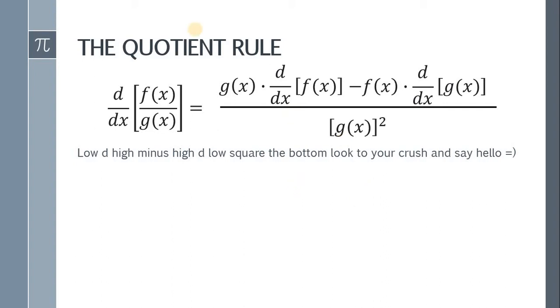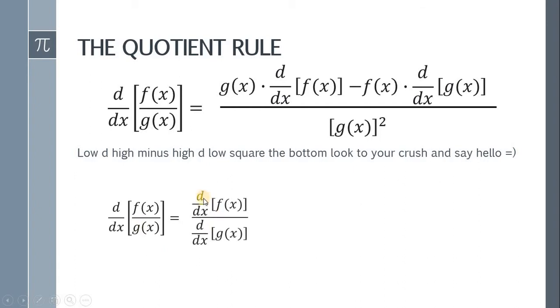Last time, na-discuss natin sa product rule na hindi natin pwedeng i-separate yung product using derivatives. Or we cannot separate derivatives in terms of product. So, ganun din sa division. So, we cannot separate derivatives by division. So, the derivative of f of x over g of x is not equal to the derivative of f of x all over the derivative of g of x.